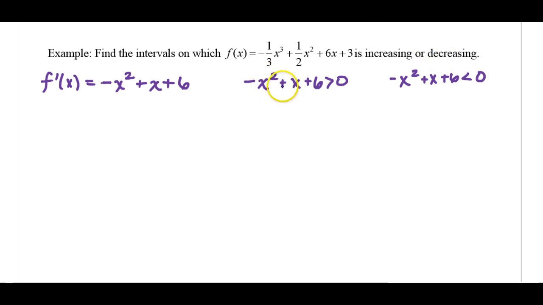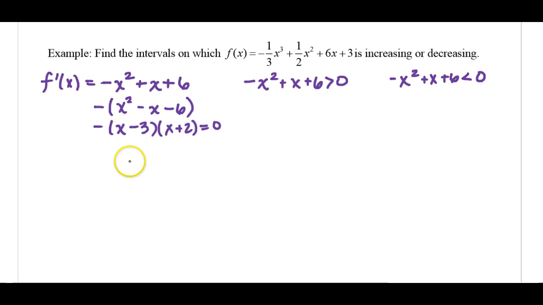Now, since this is a quadratic function, I would say that it isn't a bad function to do graphically. So what we could do is find the x-intercepts of this function and then graph it. So I'm going to go ahead and factor this equation here. I'm going to pull out a negative to make the leading coefficient a positive 1. So this is the same as negative, x squared minus x minus 6. And then I can factor, and I would get x minus 3, x plus 2. So my x-intercepts, if I set this equal to 0, are going to be 3 and negative 2.